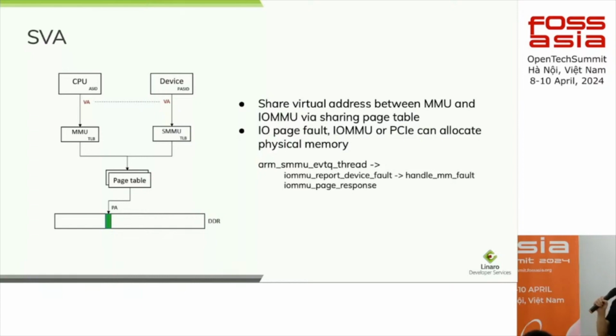With this, the DMA can directly use the virtual address. And also, their page fault is similar to the MMU. For example, in the SMMU v3, when a page fault happens, the handler calls handle_mm_fault. It is the same as the MMU. Then it will provide the memory for you. Is that okay?